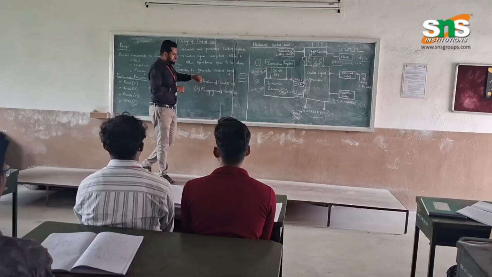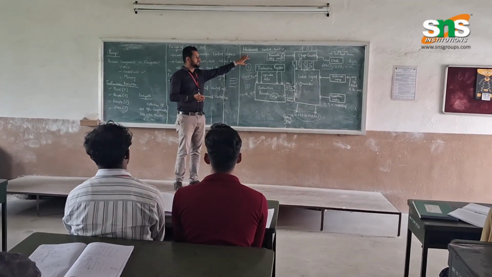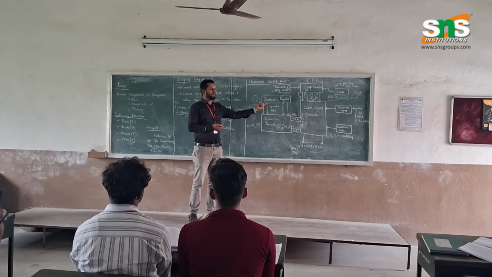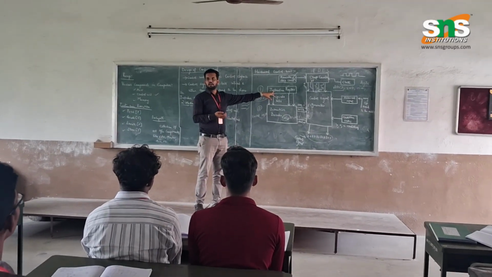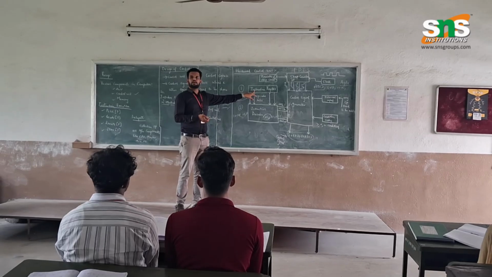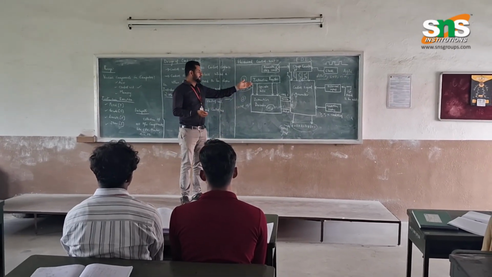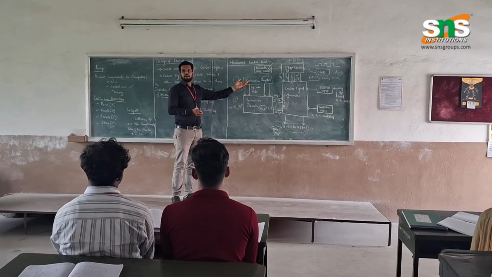So in the first step, the hardwired control unit consists of various blocks. The first block is your instruction register. Here all the instructions are stored, like add, subtract, multiply, divide, etc. So the instruction register will contain all the instructions.